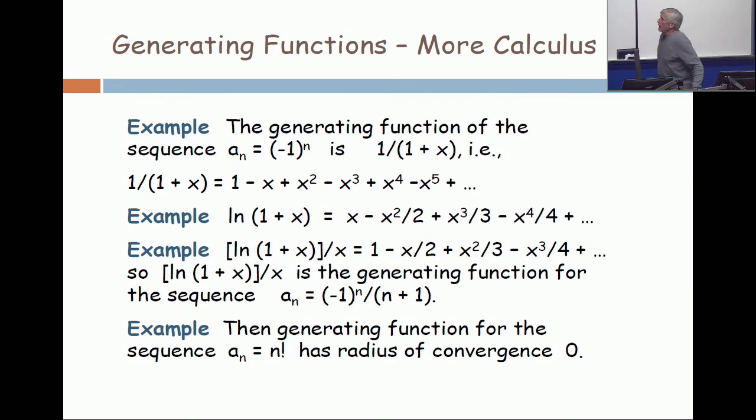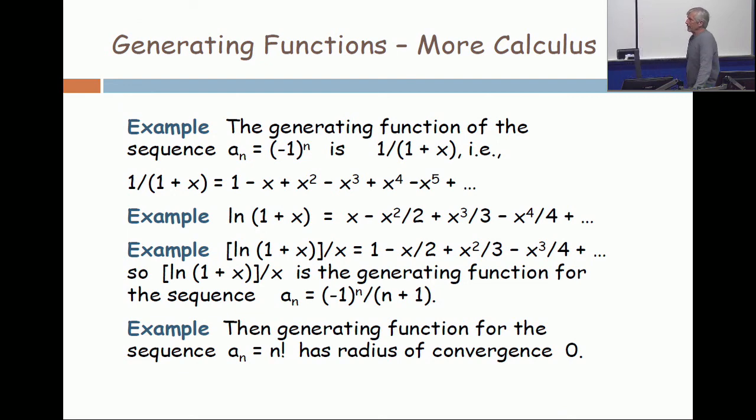Okay. 1 over 1 plus x is 1 minus x squared minus x cubed plus x to the fourth minus x to the fifth, etc. Okay? Now, where did I get that from? I just substituted minus x for x in the first example. Clear?